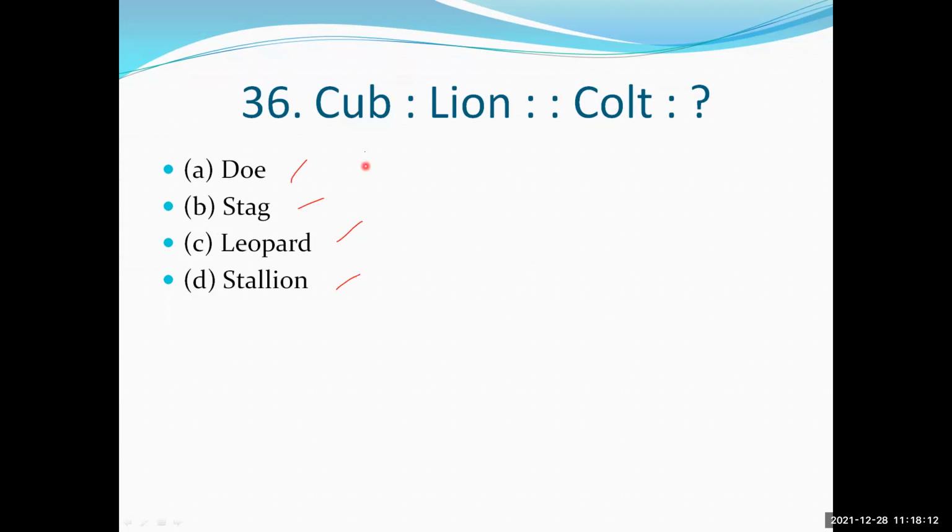So what is cub? Cub is the young one of a lion. Baby of lion we call cub. So colt is the baby of what? Okay. So here we are getting answers from Suraj and Pranali and Sainosh.